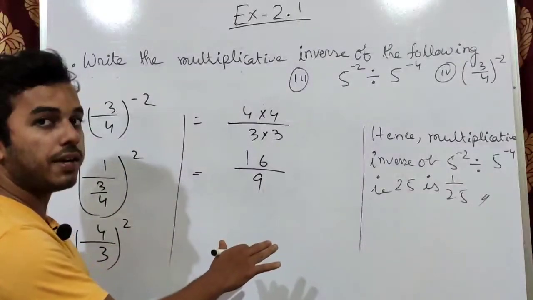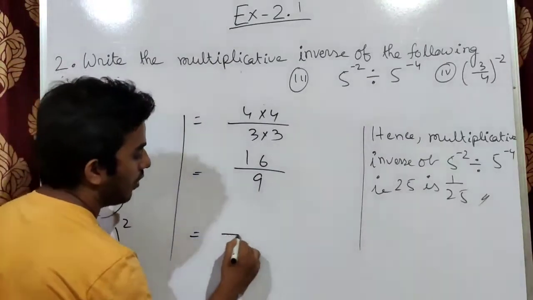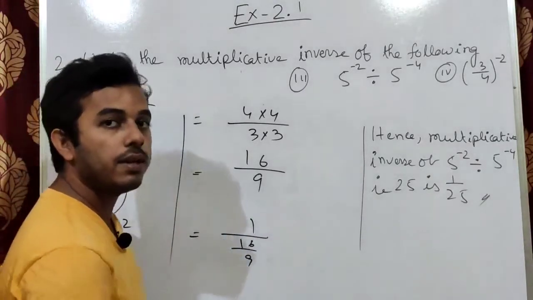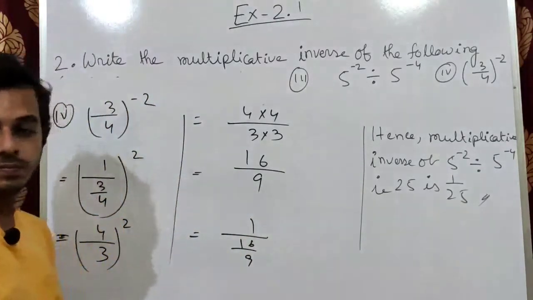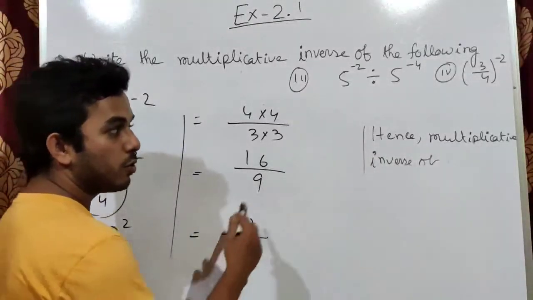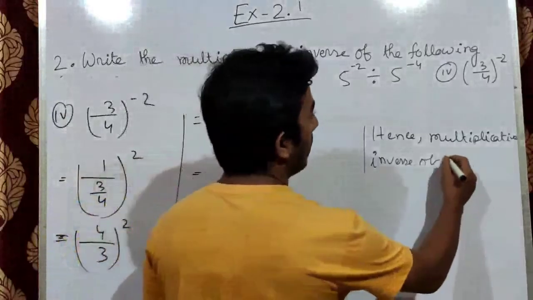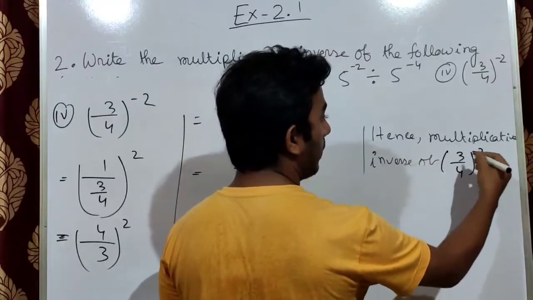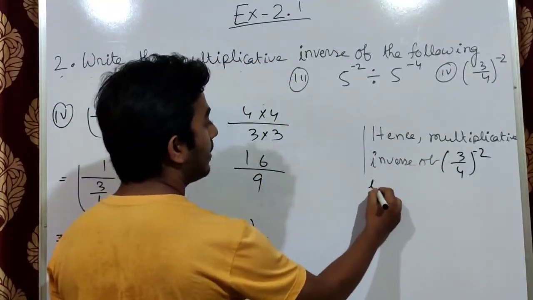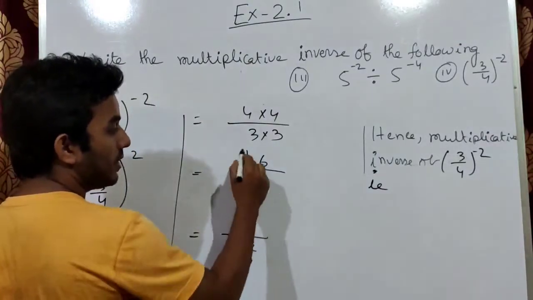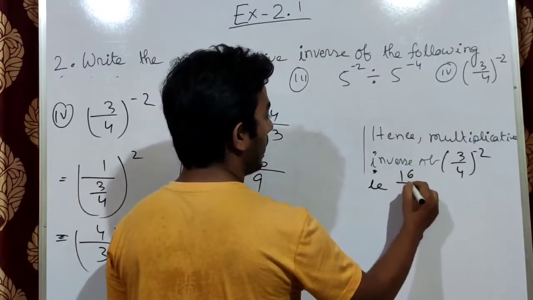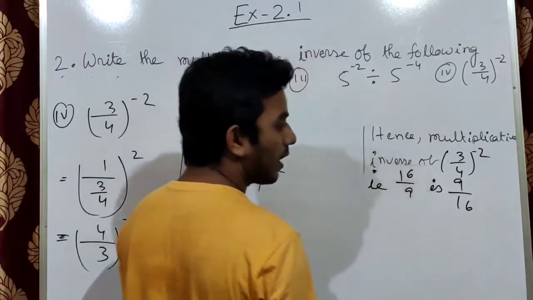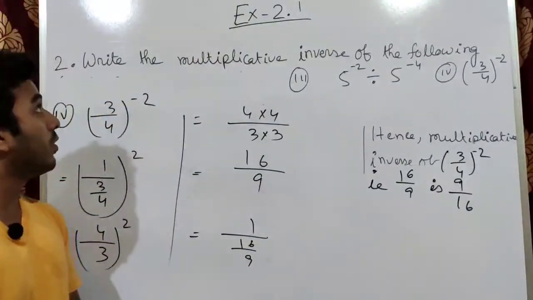So again it will get divided, that is, it will be like this, 1/(16/9). 1/(16/9) means 9 divided by 16. Clear? It will be in this form, right? So we will write: hence the multiplicative inverse of (-3/4)^-2, that is 16/9, is 9/16. Clear? Okay, so this was your question number 2.